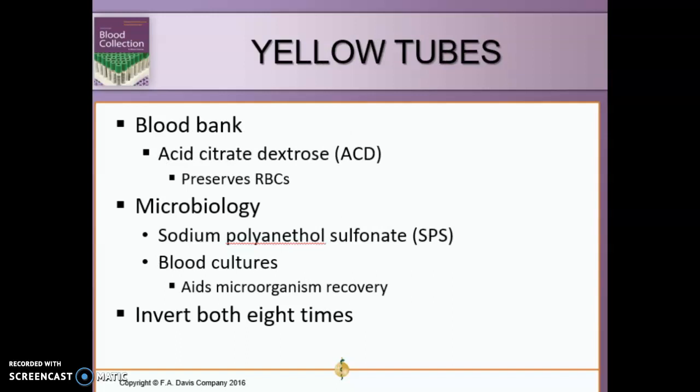We're going to talk about yellow tubes. These are for the blood bank. It contains the acid citrate dextrose, ACD, and it preserves red blood cells. The blood bank is a special cellular study. It contains the human leukocyte antigen, which is HLA, and phenotyping, DNA testing, and paternity testing can be used with these. The yellow stopper tubes contain the sodium polyanethol sulfonate and are used for blood cultures. These can also be used for blood cultures.